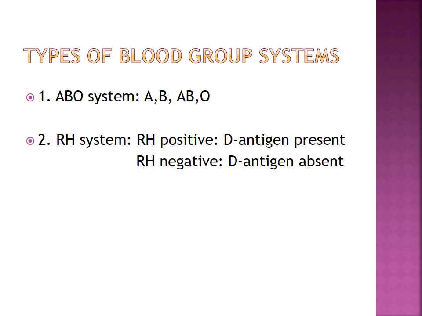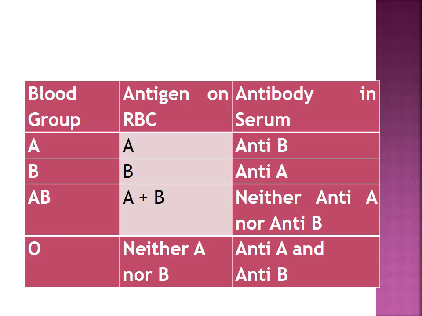Now we will see types of blood group systems. There are mainly two types of blood group systems: the ABO system and the Rh system. In the ABO system, mainly four types of blood groups are there: A, B, AB and O, according to the antigens and antibodies present, that we will see later on. The second system is the Rh system. Rh positive blood is when the D antigen is present, and Rh negative blood is when the D antigen is absent.